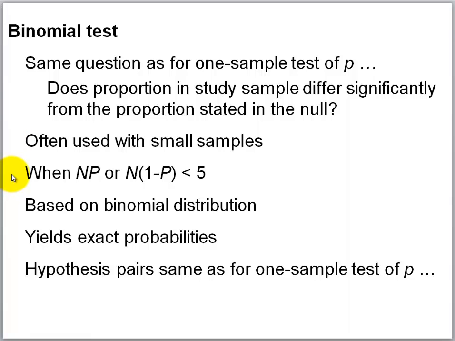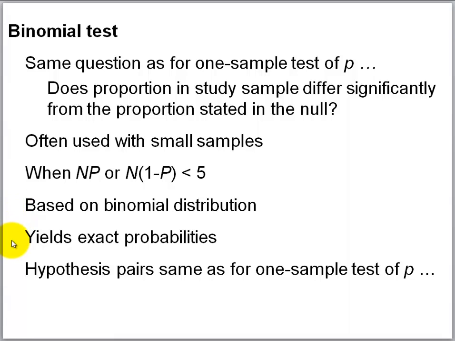In other words, its very important use is when the guidelines for the one sample test of the proportion are not met. So when either np or n times 1 minus p is less than 5, that's an excellent time to use the binomial test. The binomial test is based on the binomial distribution. We encountered the binomial distribution first in Chapter 12 when we learned about sampling distributions, and we encountered it again in Chapter 14 when we presented sampling distributions involving flips of a coin.